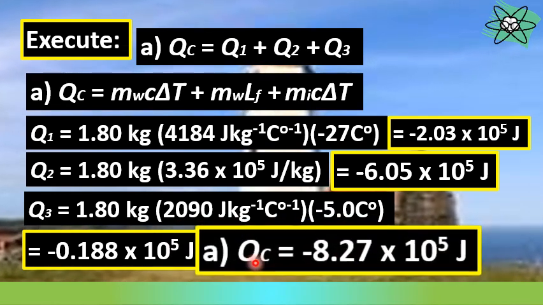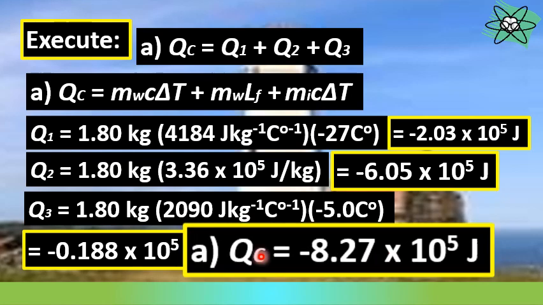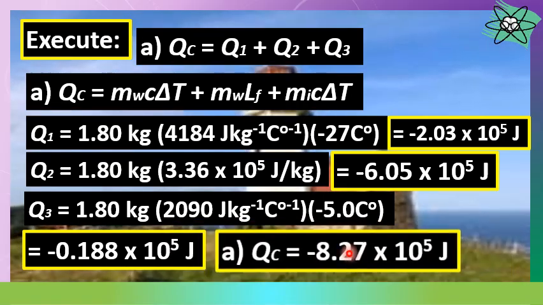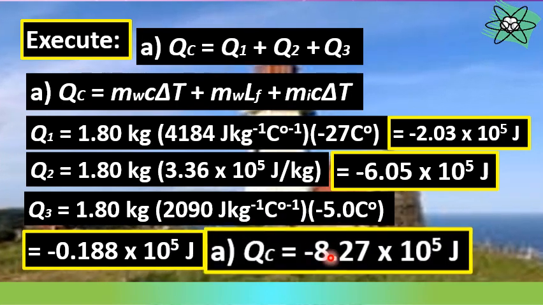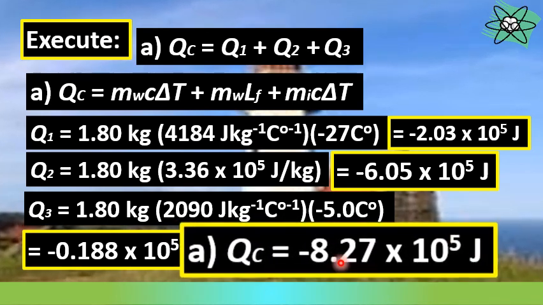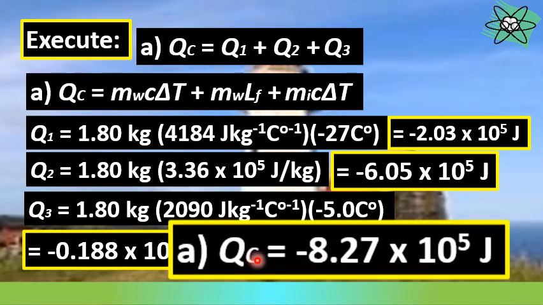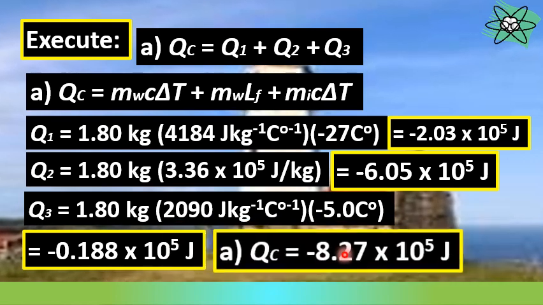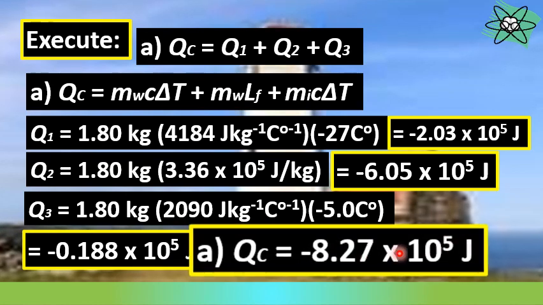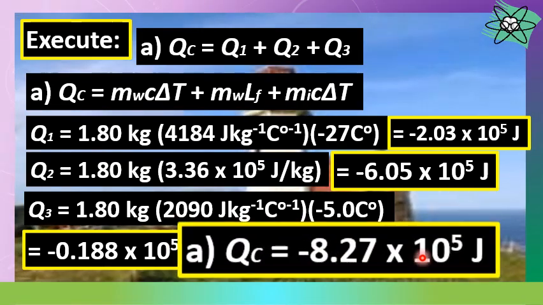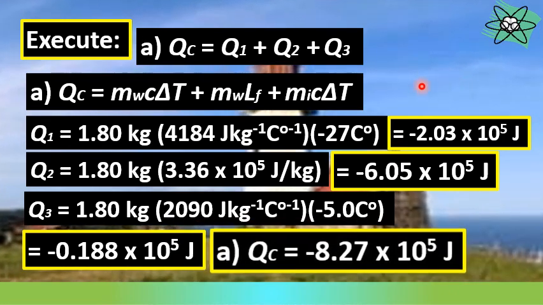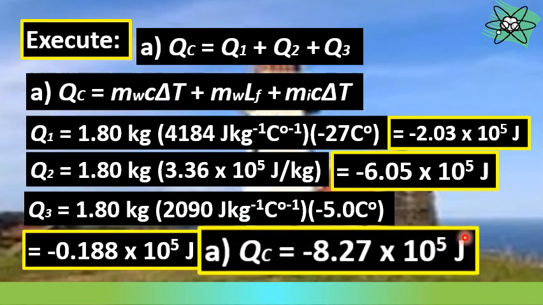By extracting this amount of heat, 8.27 times 10 to the 5th power joules, that represents the amount of heat in the cold reservoir, right? So, the role of the freezer is just like that of a Carnot refrigerator, of course.